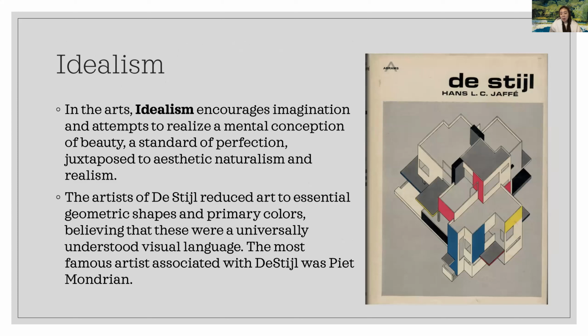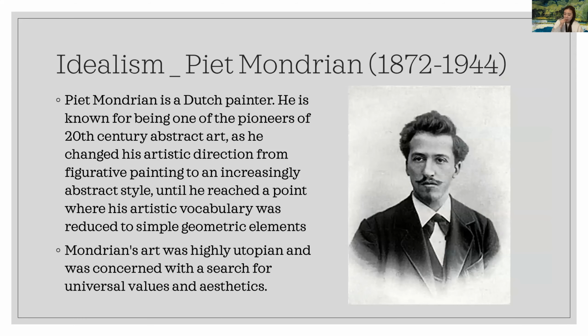So in the arts, idealism encourages imagination and attempts to realize a mental conception of beauty, a standard of perfection juxtaposed to aesthetic naturalism and realism. The artist of this title reduced art to essential geometric shapes and primary colors, believing that these were a universally understood visual language. The most famous artist associated with this title was Piet Mondrian. So this is the artist.